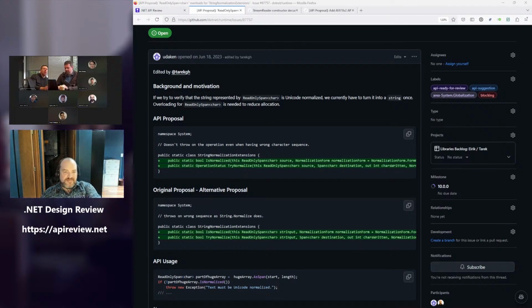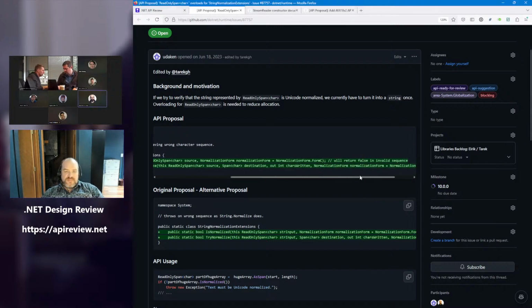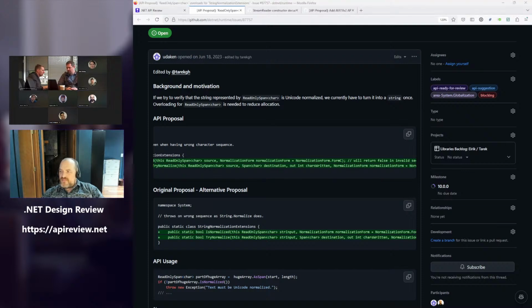So the first one is is normalized. Here the proposal is taking the span and the normalization form, like compose or decompose, and it returns you true or false according to whether the string is normalized or not. And the second one is try normalize.